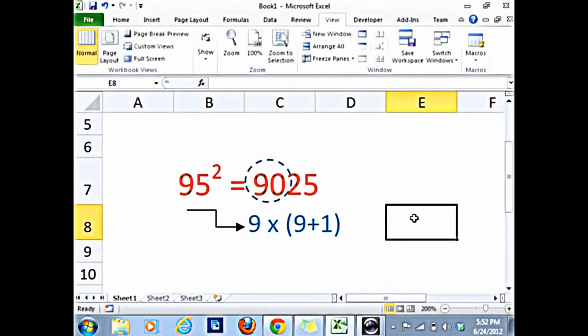So this is a quick way where we can square any number which ends with 5, without using any calculator and in a few seconds.